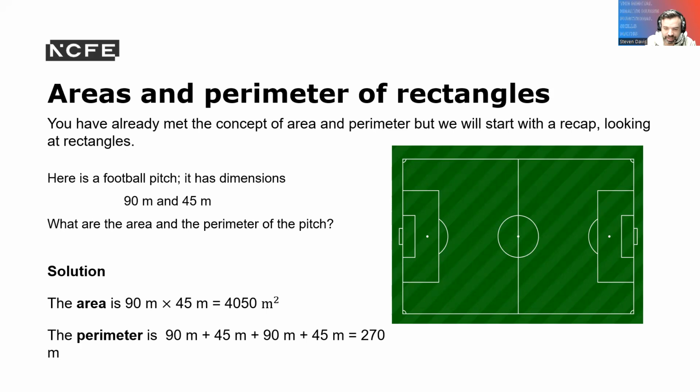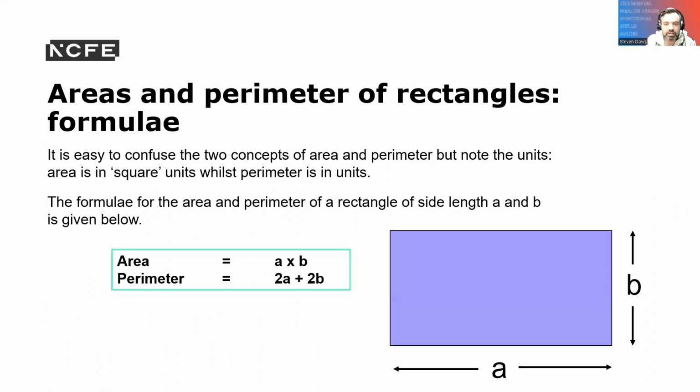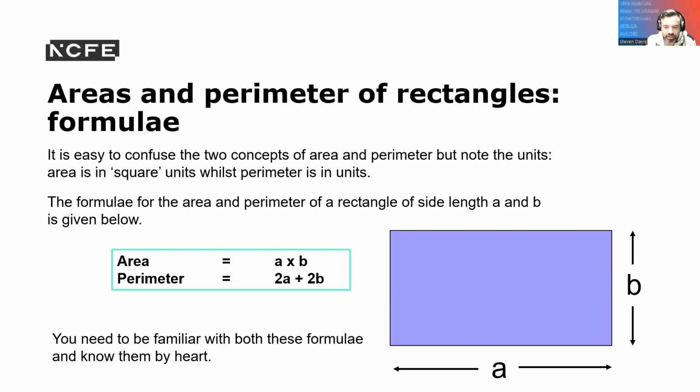The perimeter is 90 meters plus 45 meters plus 90 meters plus 45 meters, which equals 270. So in other words, 90, 45, 90, 45. That's the perimeter, but the area is the top one. So it's easy to confuse the two. Area is A times B. Perimeter is A plus B. You'll need to be familiar with both these formulas and know them off by heart.